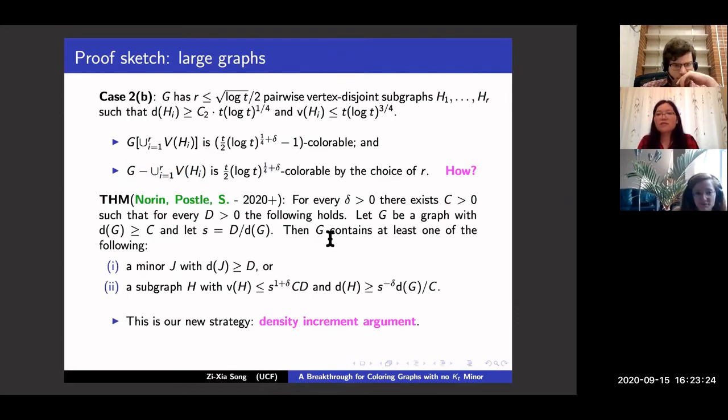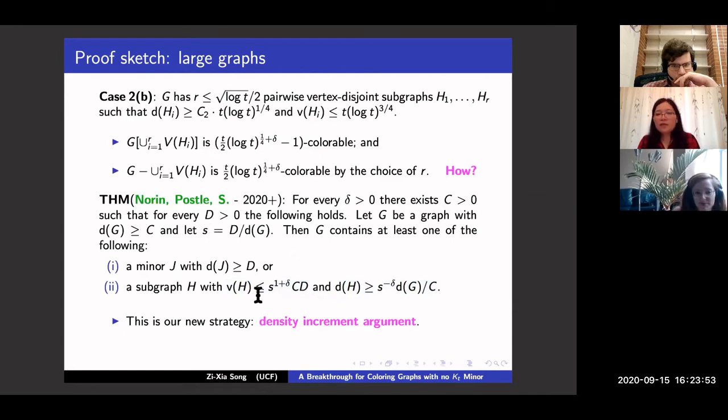How do I do that? So this theorem tells you that if I have a graph G, so of course you have delta here, you have C, you have capital D here. If G is a graph with density at least C, and this S here is D over d(G), then G contains at least one of the following: either a minor with density at least D, or a subgraph H that satisfies these conditions, okay?